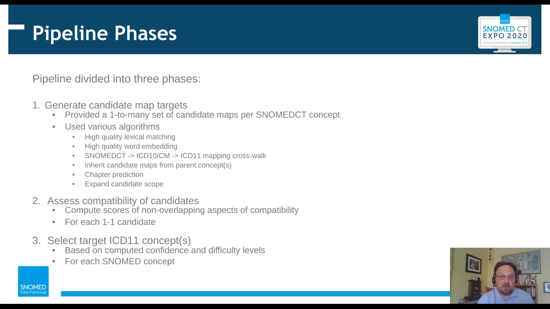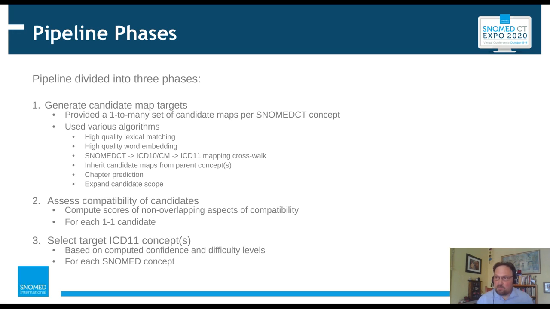We also use mechanisms to inherit candidate maps from parents. By producing the map in SNOMED hierarchy sort order, every time we encounter a concept, its parent concepts have already been mapped, which enables us to leverage the information about that work done to identify potential candidates and also rank them based off of that.